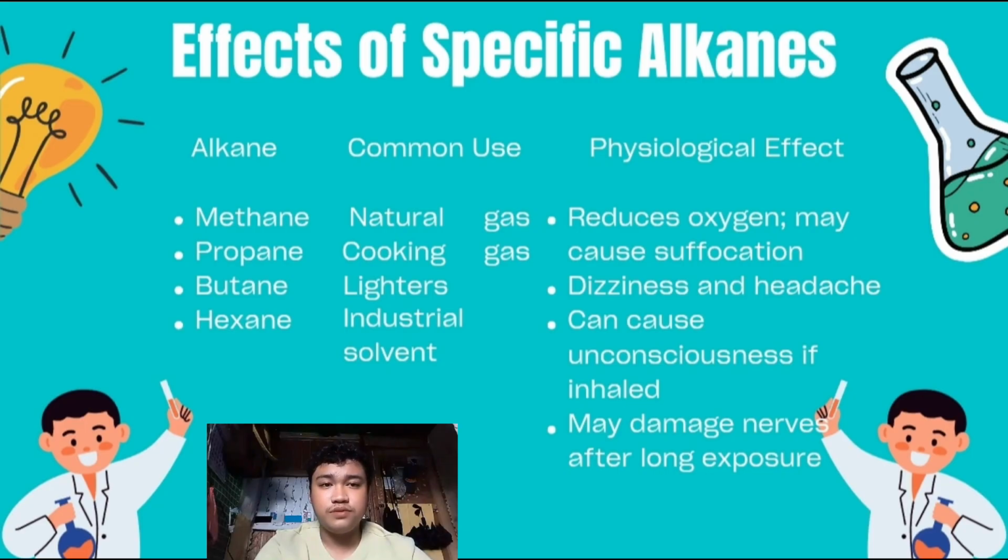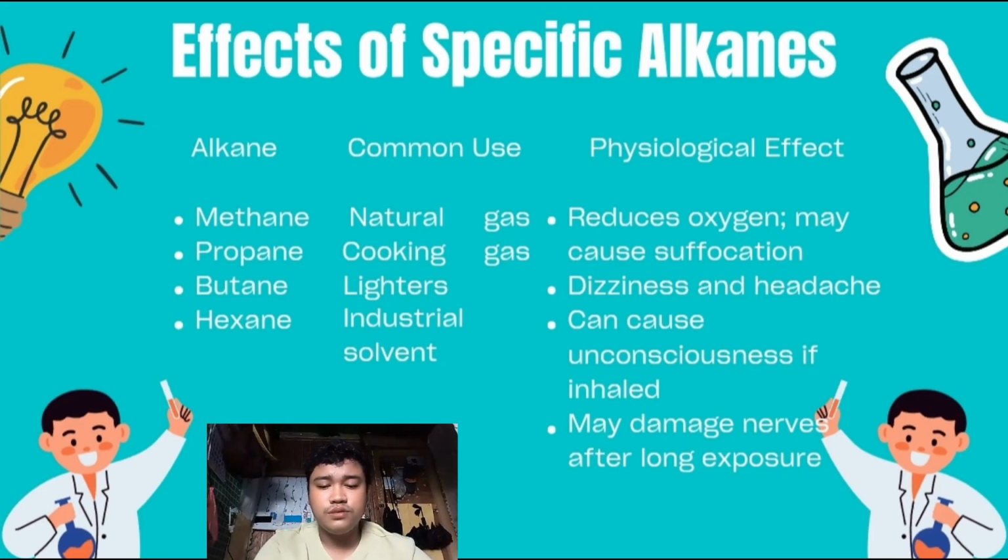The effect of the specific alkanes. The main component of natural gas is methane. Even though it is not highly toxic, there is still a possibility that it will replace the oxygen in the air. For example, in a closed place, you can suffocate because you don't have enough oxygen to breathe.